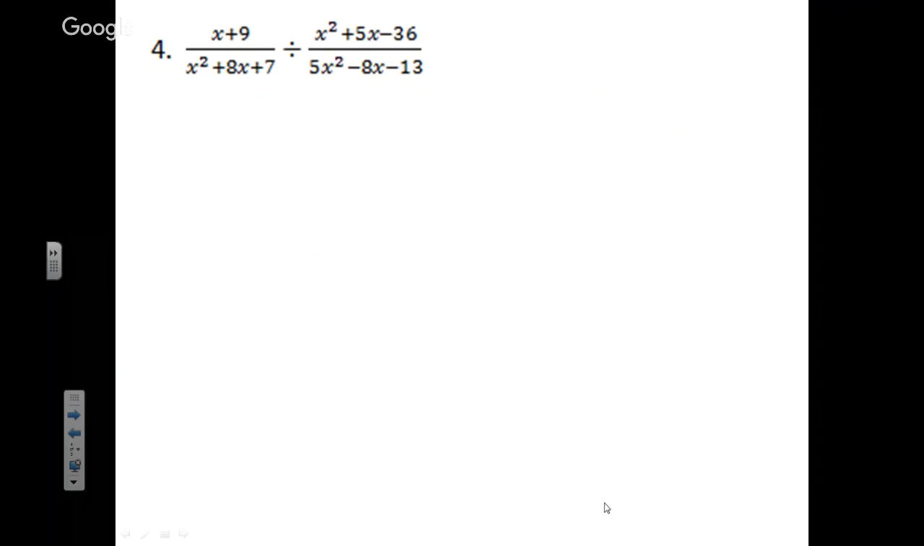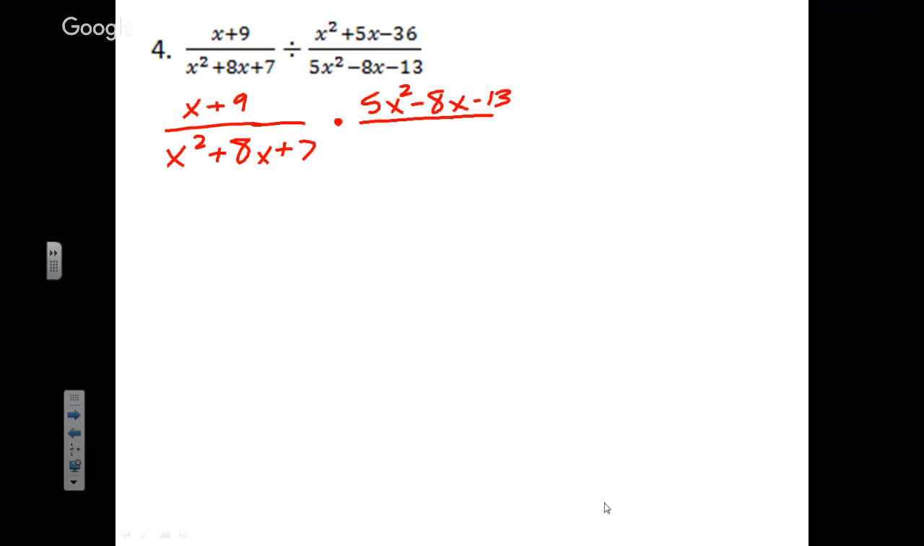We got to turn it into multiplication. So our first step is simply this. So that's exactly the same times, and I flip it. 5x squared minus 8x minus 13, x squared plus 5x minus 36. So all I did is I flipped this here, and then I kind of want to cross this out because I don't want to look at that and be confused by it. Then it turns just into the problem, just like the problem I just did.